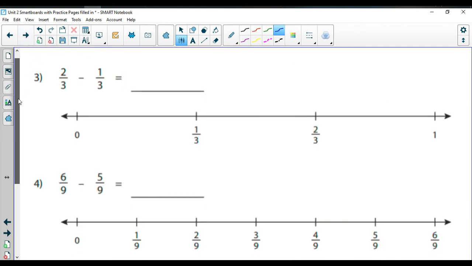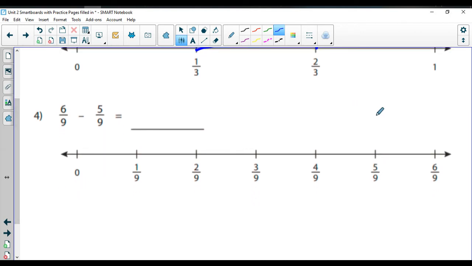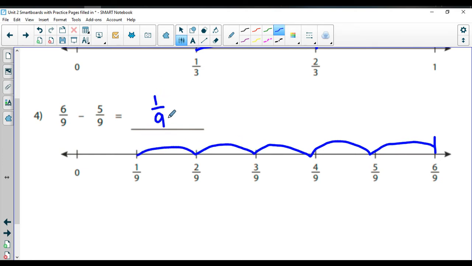Take a look at the next one. We can do this with subtraction. Subtraction is just going to have us move to the left because remember, subtraction is just adding the opposite. So adding a negative would make us move left. If we start here at 2/3 and we add a negative 1/3, that's going to take us here to 1/3. We have 6/9 and we're going to take away 5/9. So 6/9 and we're going to go to the left. 1, 2, 3, 4, 5. It's going to take us to 1/9.